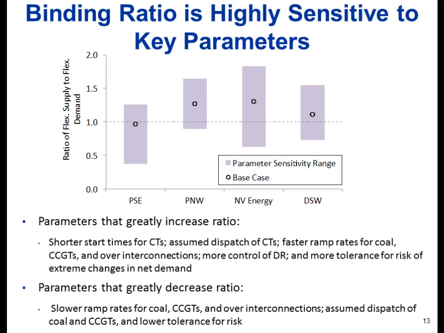We also saw large changes by assuming more controllability of demand response, or if decision makers have greater risk tolerance for large changes in net demand, that also can increase this ratio of flexibility supply to demand. The parameters that decrease the ratio were somewhat similar in terms of ramp rates for coal and combined cycle plants and over interconnections, assumed dispatch parameters, and tolerance for risk.